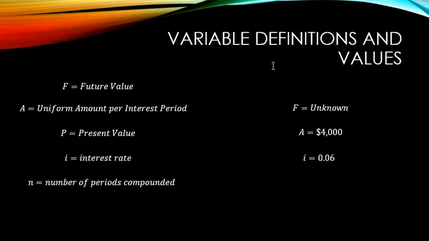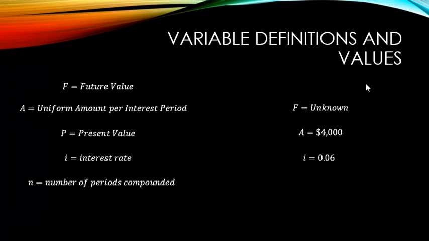Our variable definitions are pretty straightforward. F is equal to our future value, A is our uniform amount per interest period, or annual payment, P is our present value, i is our interest rate, this has to be in decimal form, n is our number of periods compounded. Our periods in this example will be in years. The interest rate was also defined per year, so this will not have to be edited.